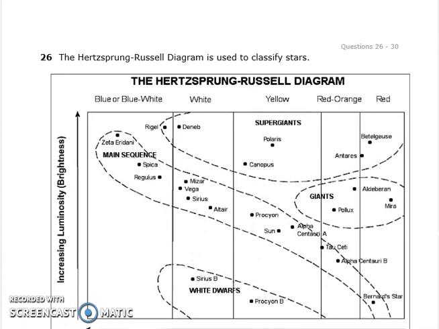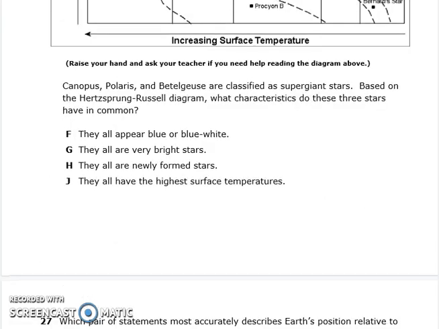Alright, number 26. The Hertzsprung-Russell diagram is used to classify stars. Canopus, Polaris, and Betelgeuse are classified as supergiant stars. Based on the Hertzsprung-Russell diagram, what characteristics do these three stars have in common?